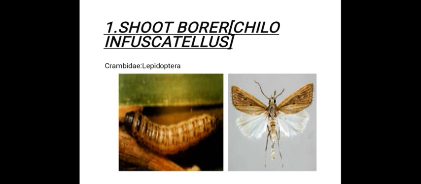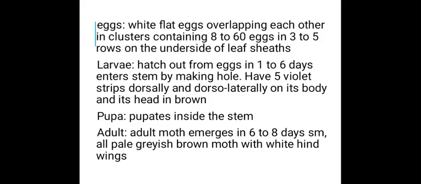Pests of sugarcane: shoot borer. Eggs are white, flat, and overlapping each other in clusters containing 80 to 60 eggs in 3 to 5 rows on the underside of leaf sheaths. Larvae hatch out from eggs in 2 to 6 days, enter the stem by making a hole, have 5 violet stripes dorsally and dorsolaterally on the body, and the head is brown.